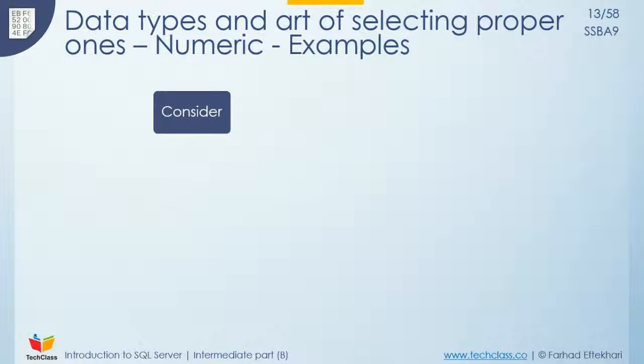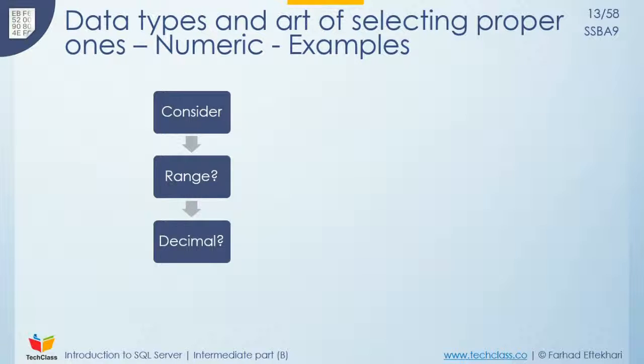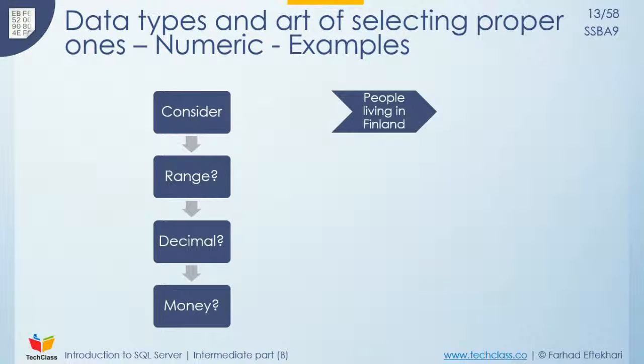And here are some examples of these numeric data types. Let's work them out together. When you are selecting a numeric data type for your column, there are things that you need to consider. First of all, what is the range of the number you're going to store there? Second, is it a whole number or a decimal number? And finally, is it a money type of number or a regular number? These are the questions you need to ask yourself to select the right and proper data type for your numeric information. And here are some examples.